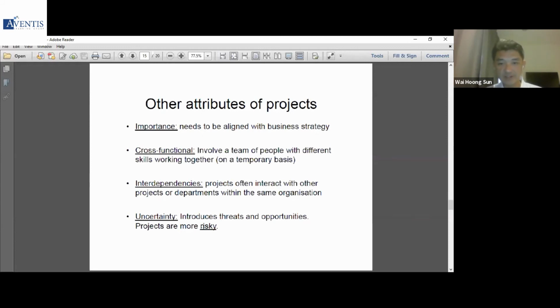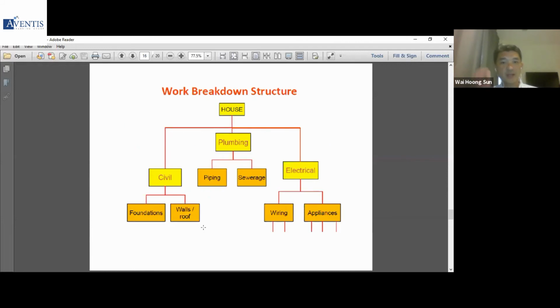Uncertainty, right? Projects are inherently risky, so you need to identify risks, right? Whether it's high risk, medium risk, or low risk.